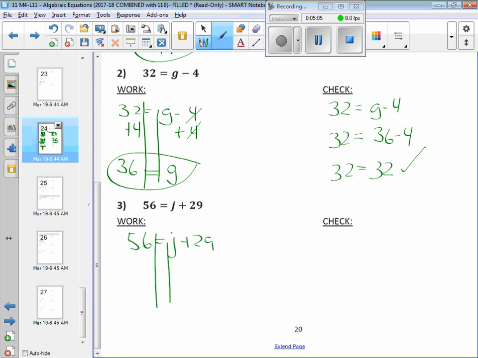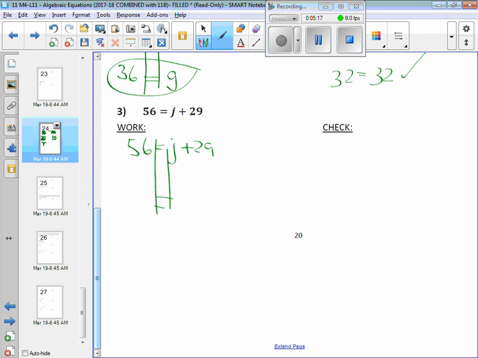Serenity. Talk me through this. What do I do? Okay, what do I have to do to get J all by itself? Wait, time out. There's a question.